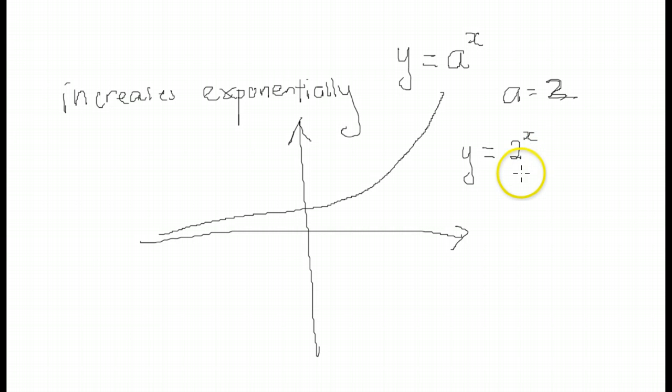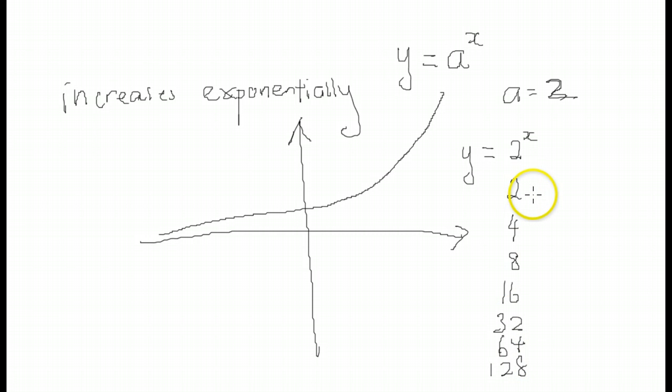Say x is 1, we get y equals 2. If x is 2, we get 4. If x is 3, we get 8. If x is 4, we get 16. X is 5, we get 32, and so on, 64, and 128, and so on.